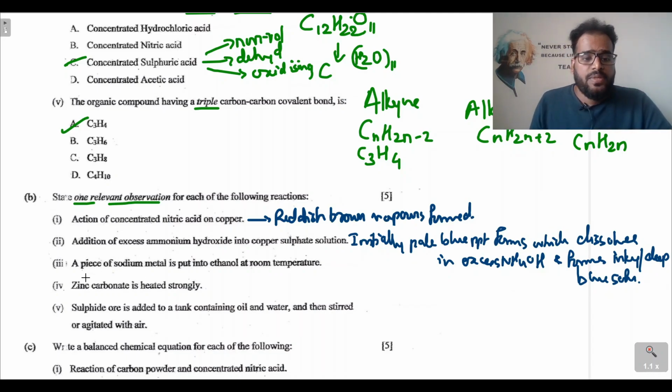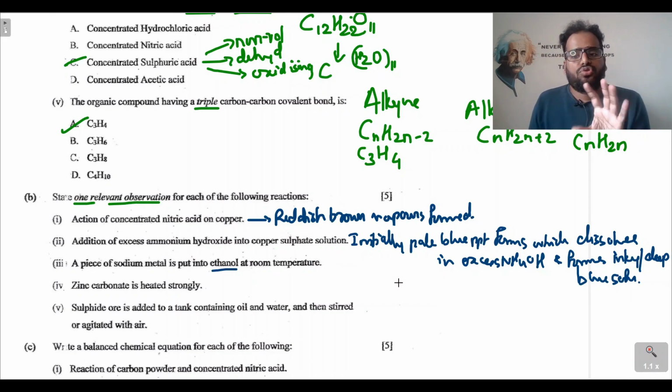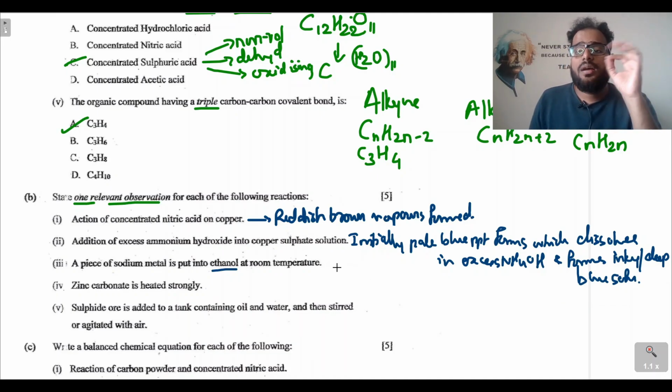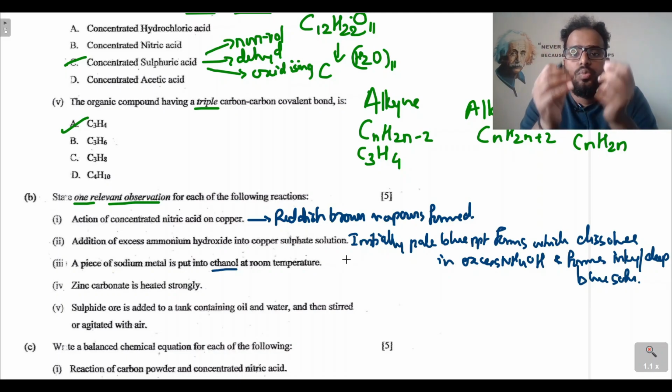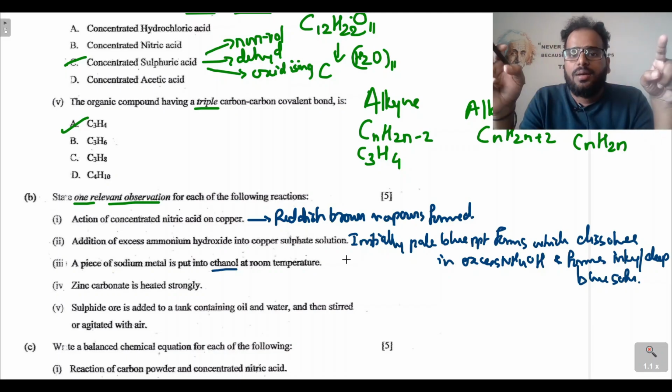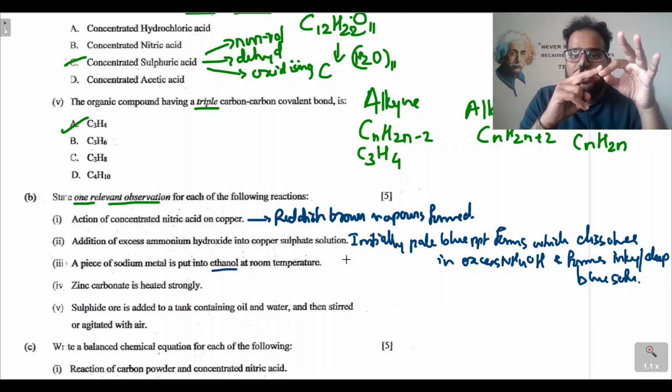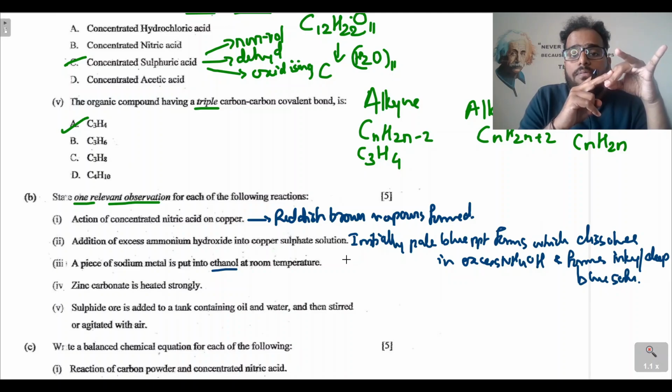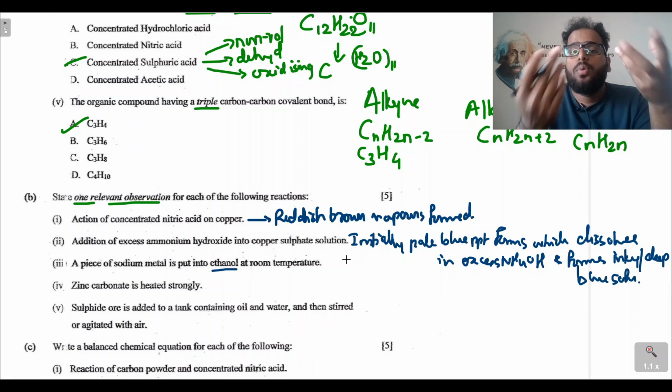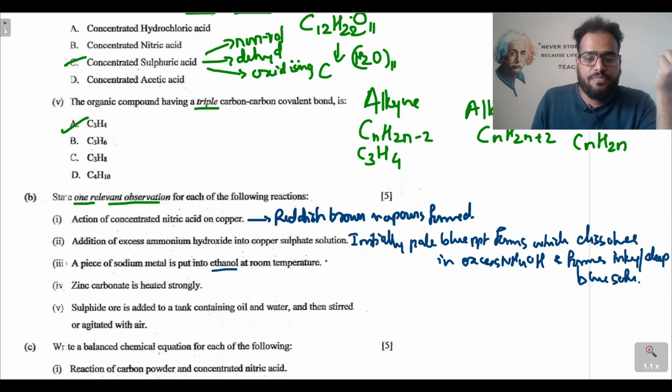Okay, a piece of sodium metal is put into ethanol at room temperature. So देखो भैया, alcohol के reactions we know. Alcohol में if you add sodium metal, you will get hydrogen gas plus sodium ethoxide. Sodium ethoxide का you don't have any observation, so hydrogen का you can write: it is a colorless, odorless gas which extinguishes the burning splint with a pop sound. Okay, that will be our observation for this.